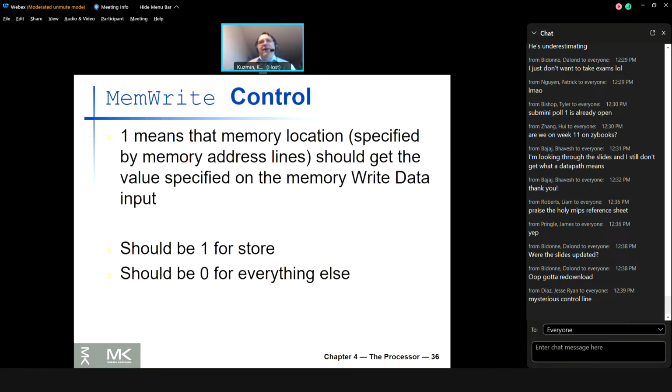MemWrite, that one is easy. You get it almost free. So it's kind of opposite to, well, it's complement, I should say, to MemRead. So it's 1 when we want to write to our memory, and that means it's 1 for store and 0 for all other instructions.